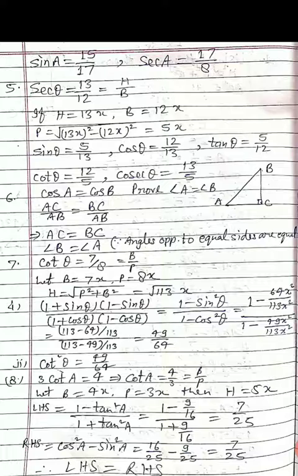Now question number 8. So 8th question is, if 3 cot a equals to 4, check whether 1 minus tan square a upon 1 plus tan square a equals to cos square a minus sin square a or not. Means it is true or not. So here we have given 3 cot a equals to 4. So we separate cot a, that is 4 upon 3. Now cot is b upon p. So we can assume base b equals to 4x and perpendicular p equals to 3x.